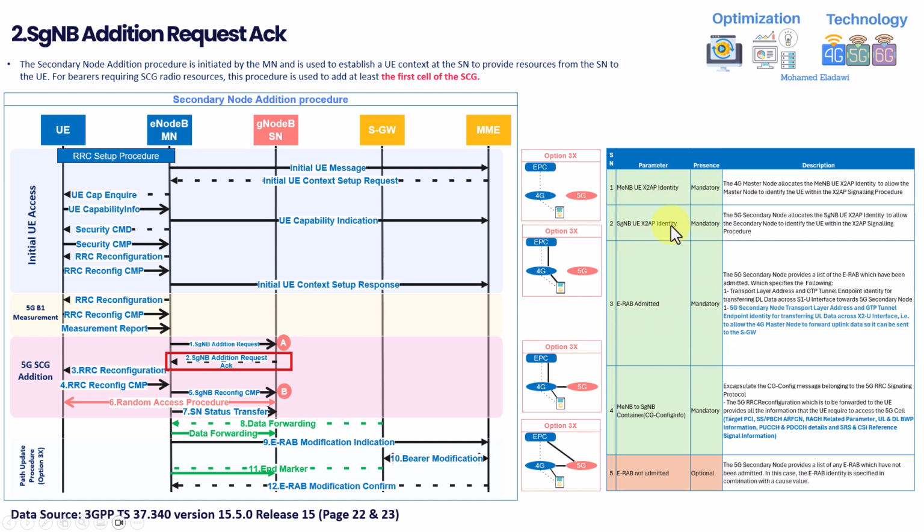So this is just the ID which is being shared for the master eNB and SgNB to identify the user in the X2 interface. So for example, here, this is ERAB admitted. The SgNB is telling the eNB which kind of ERABs you shared with me, I'm admitting. And also it's sharing back, if you look into that part, that this 5G secondary node provides a list of ERABs which have been admitted and specifies the following. The second point particularly, that the 5G secondary node will give again its own transport layer and GTP tunnel for transferring uplink data across the X2 interface.